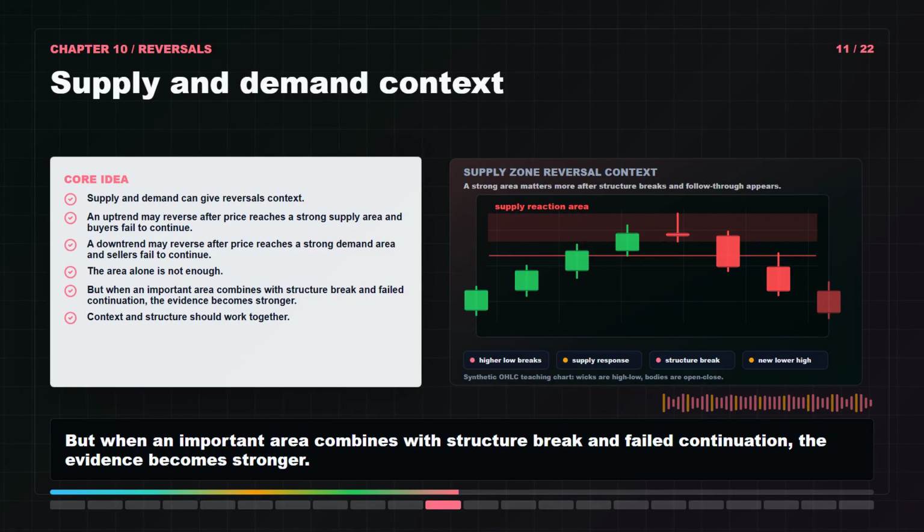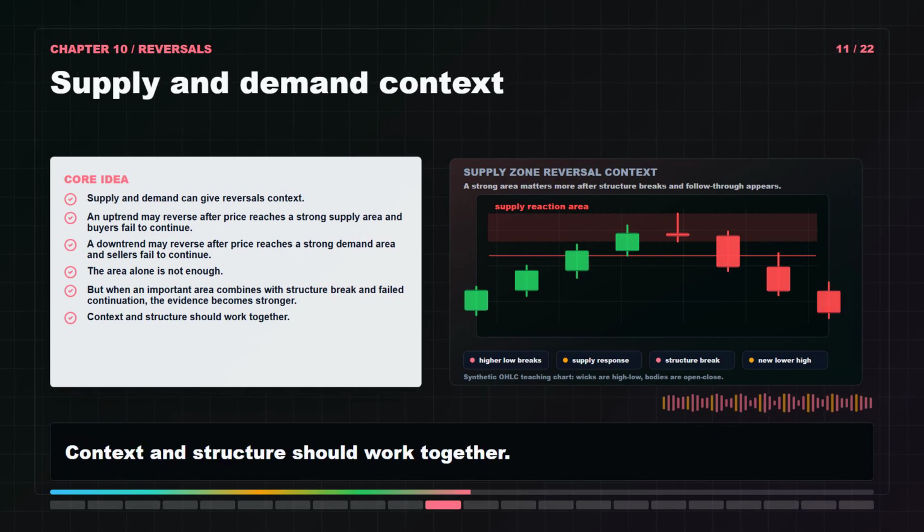The area alone is not enough, but when an important area combines with structure break and failed continuation, the evidence becomes stronger. Context and structure should work together.